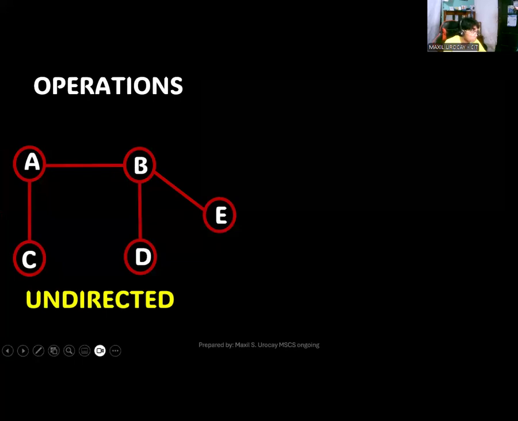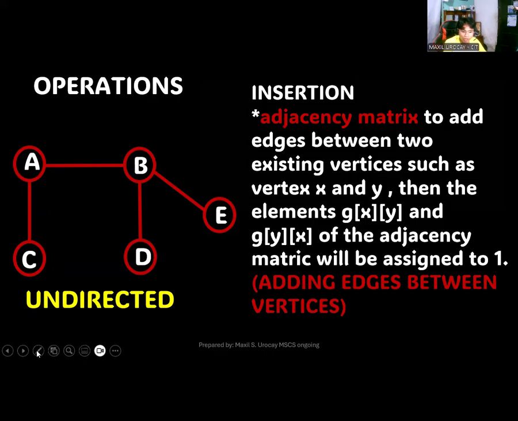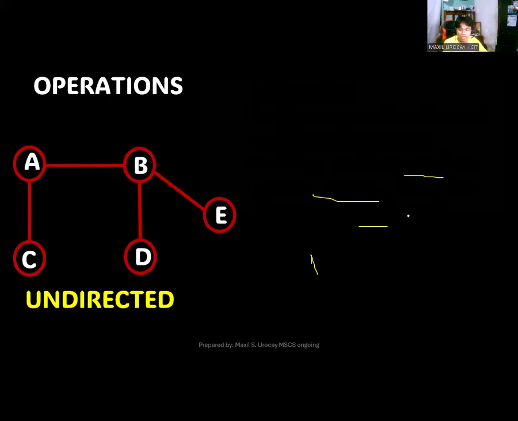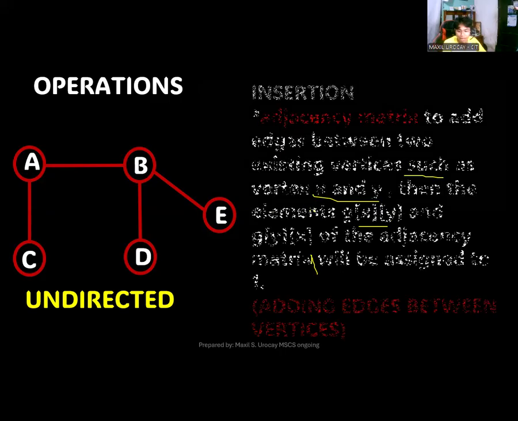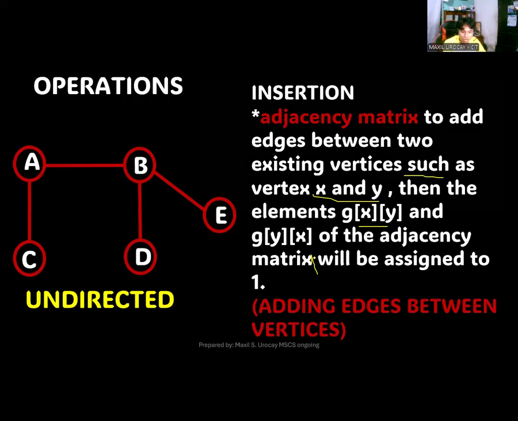For the adjacency matrices, first we'll discuss how the operation works. To add an edge between two existing vertices such as x and y, the elements at x, y and y, x, or i, j and j, i, of the adjacency matrix will be assigned to 1. So if they are adjacent, that will be assigned to 1. That is how it works.